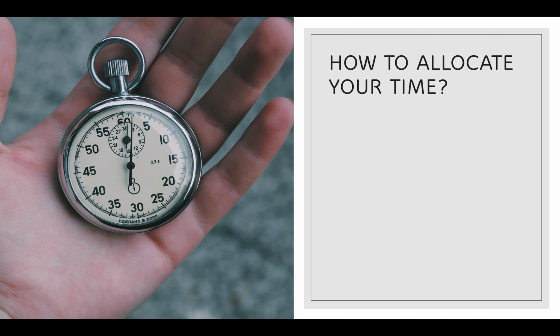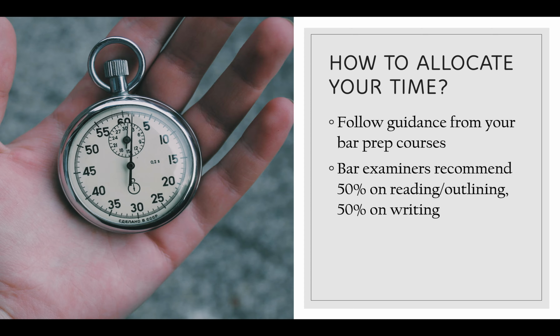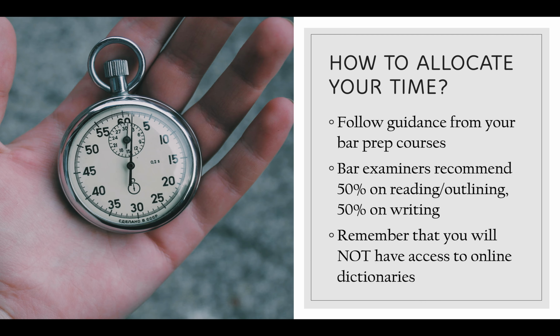Now, here is a very important question. How to allocate your time, because you only have 90 minutes, which go by very fast, as you saw. You're going to practice doing this, and you're going to get much more specific guidance from your individual bar prep courses. But what I'll say today is that the bar examiners themselves recommend a roughly 50-50 split on your time: planning, reading, and writing.